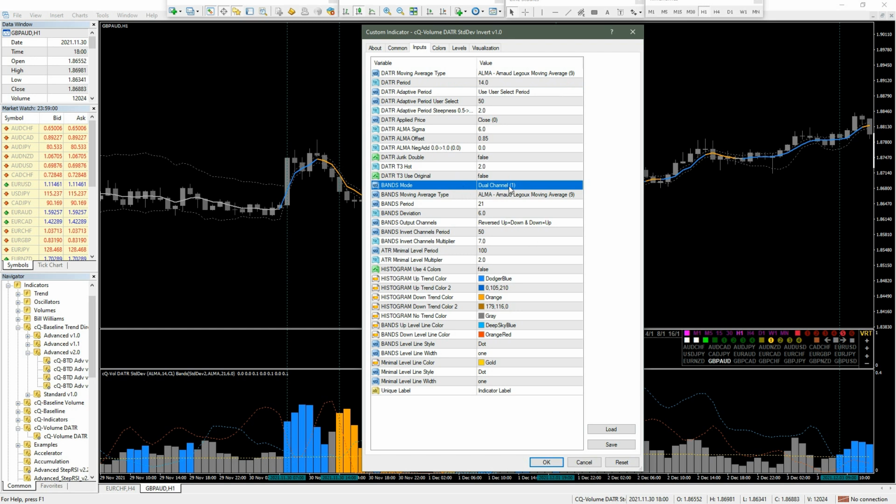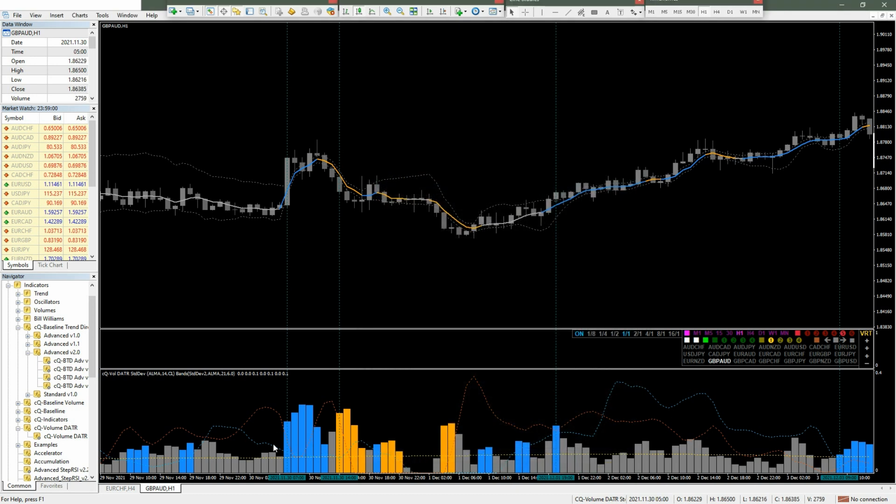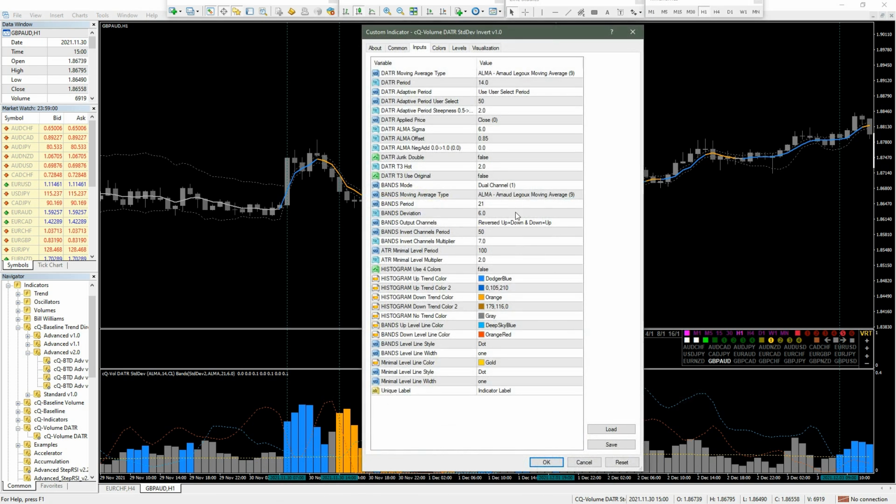And then down here, depending on this, if you have a single or dual, right now it's a dual channel, these bands will be drawn. When the blue crosses above this blue line, then it draws a brighter color. If the orange crosses above the red line, then it draws a brighter color, meaning, again, there's enough volume. This line here is minimum level. So it has to also be above that line in order to draw a brighter color.